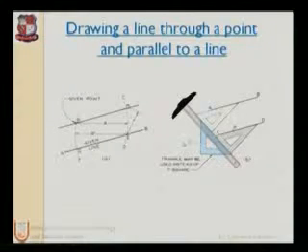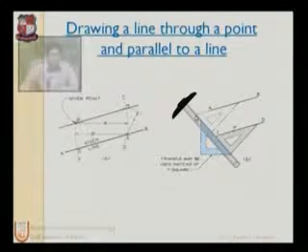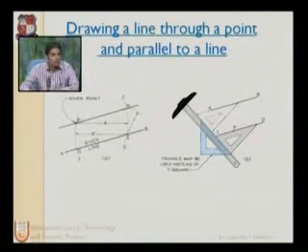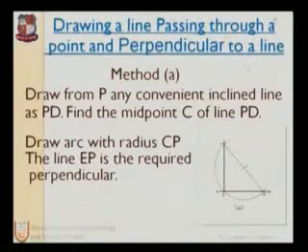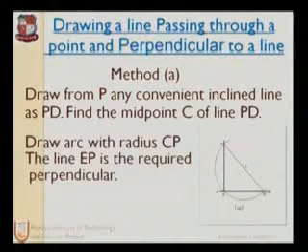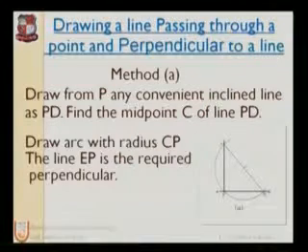So on the right side, we can see what instrument can be used to form the parallel line, and it can be a triangle or T-square. Next, we have another example of how to draw a line passing through a point and perpendicular to a line.